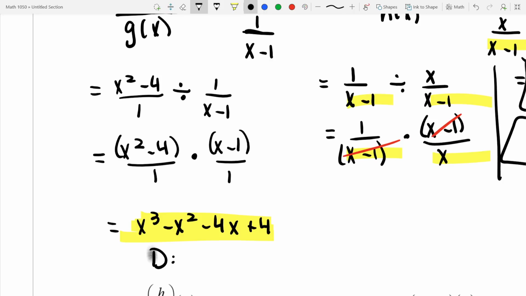So I said everything. What's this really supposed to be, everybody? X cannot be 1. Yep, so you have to look throughout the whole problem.